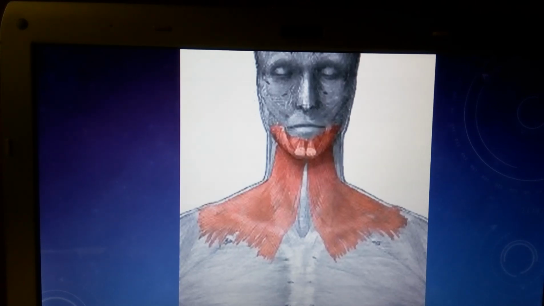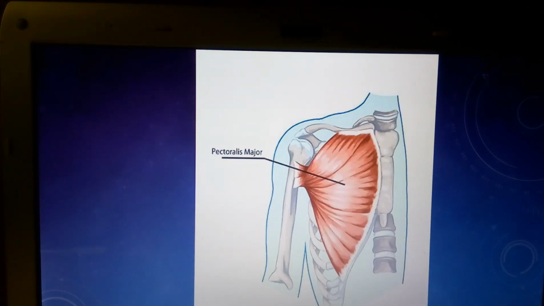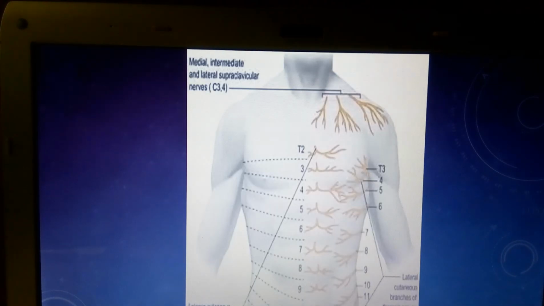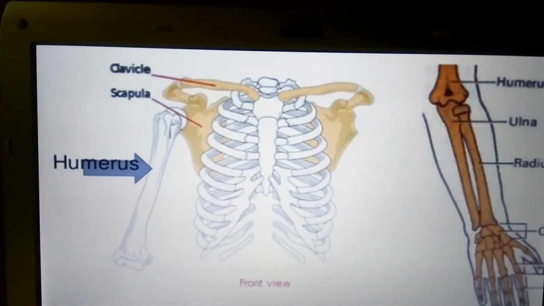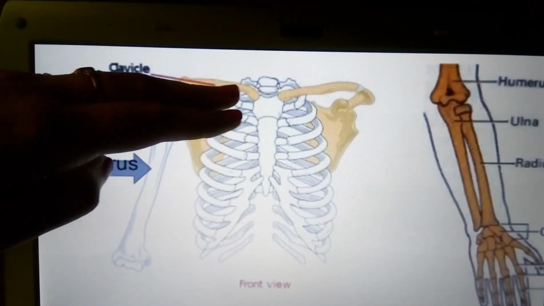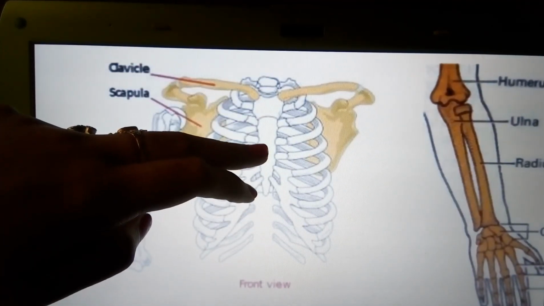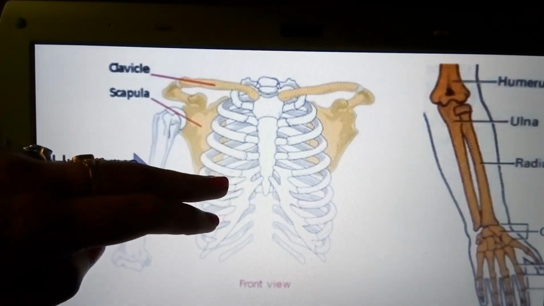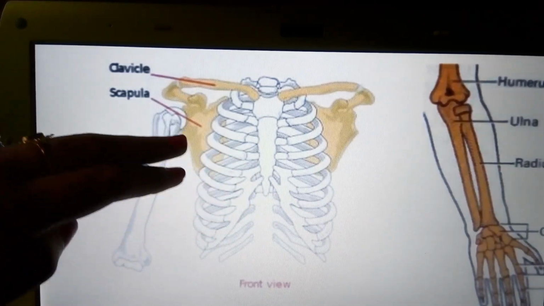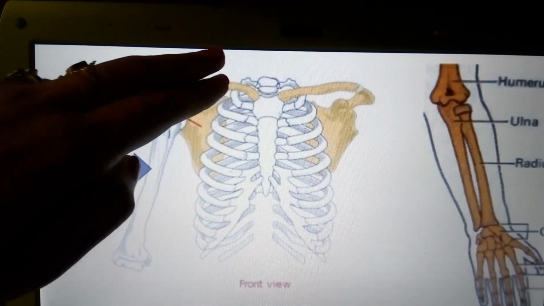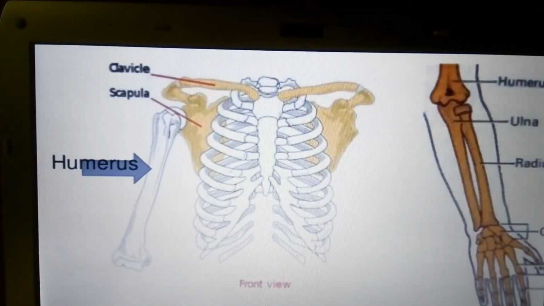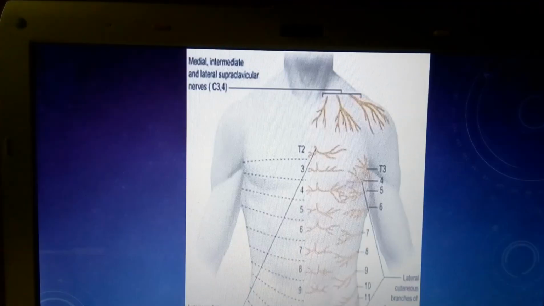Next we will be discussing the deep fascia. The deep fascia extends superiorly to the clavicle, anteriorly to the sternum, inferiorly to the rectus sheath, infralaterally to the axillary fascia and supralaterally to the deltopectoral fascia. So this is about the extension of the deep fascia.